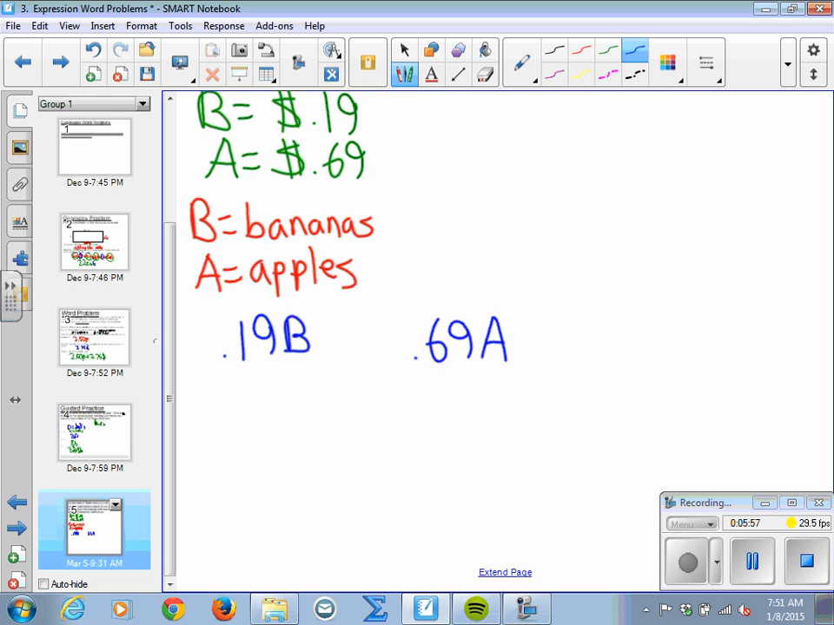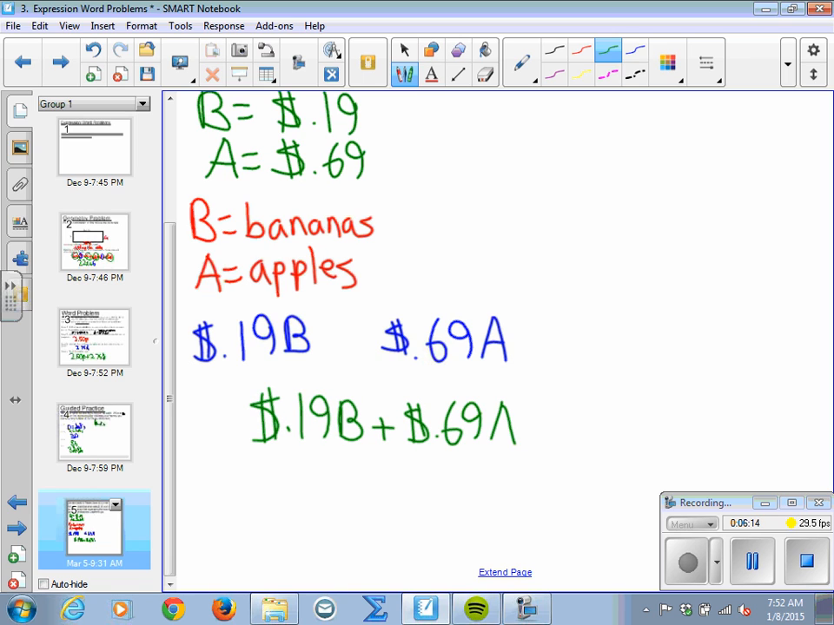The dollar signs are there just to remember that it's money. So we put it all together for the total cost of any bananas and apples: 19 cents per banana plus 69 cents per apple. You can make up any numbers you want for bananas and apples, and you'll get a correct conclusion. All we did today was write expressions. We'll get to equations and solving in a few lessons from now. This concludes today's lesson.